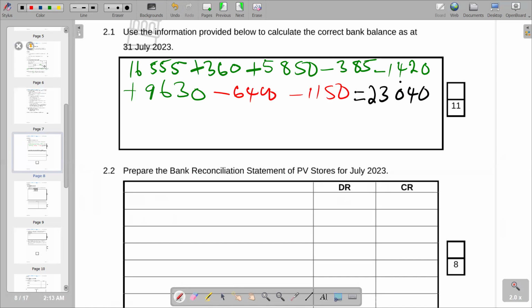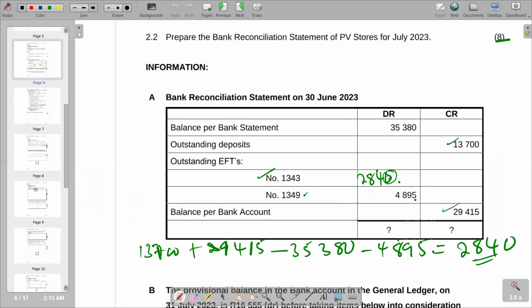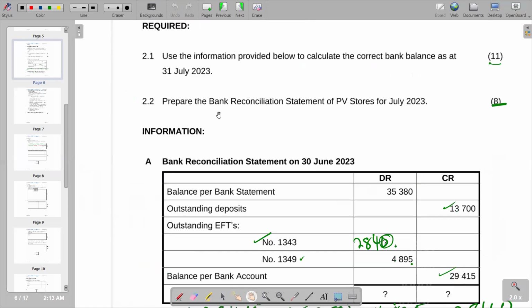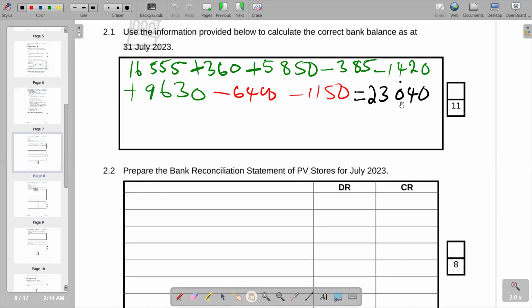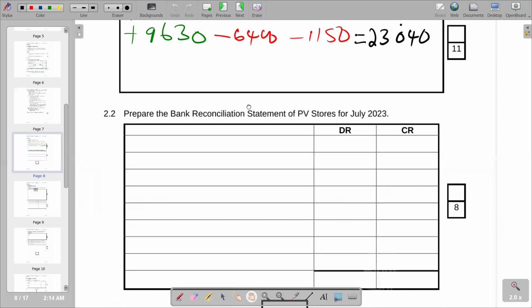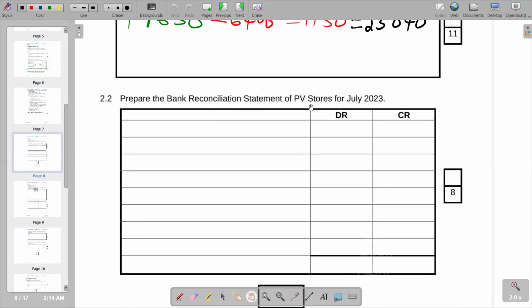Go back to our question. The question is saying use the information provided below to calculate the correct bank balance. So what it means is this is the correct bank balance, 23,040. Then the second part is the preparation of the bank reconciliation statement of PV Stores for July 2023. Obviously, at the beginning of it, we are going to start with the balance as per bank statement.